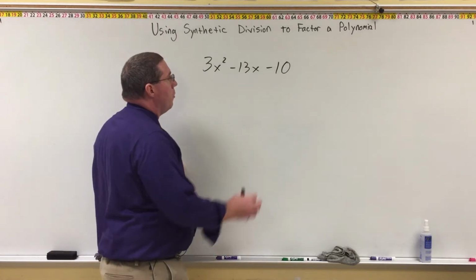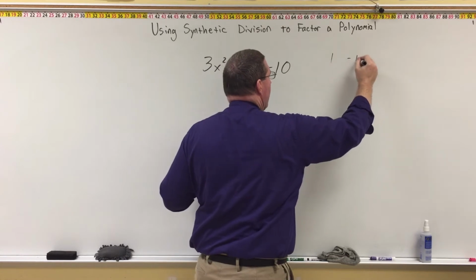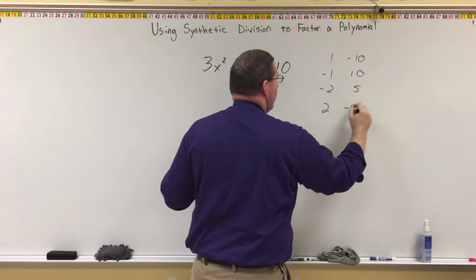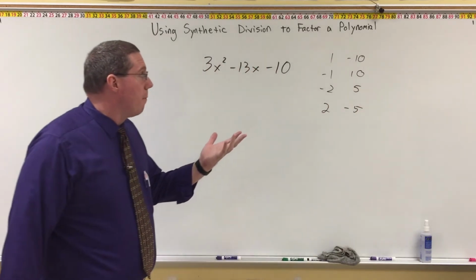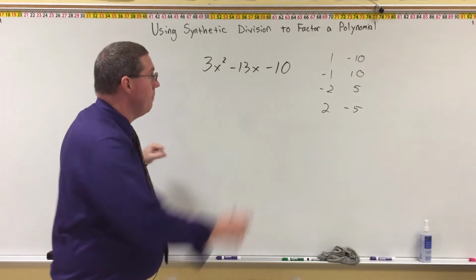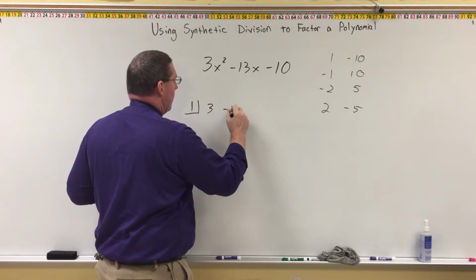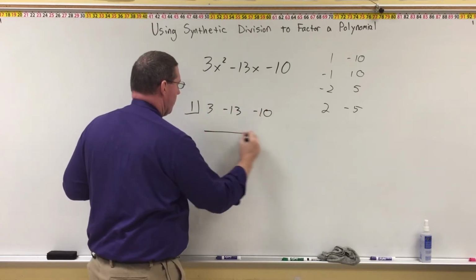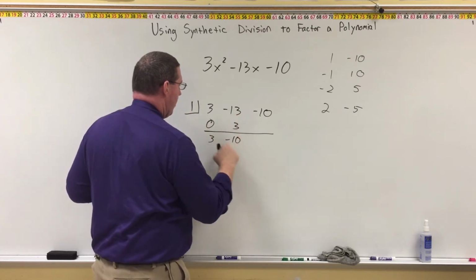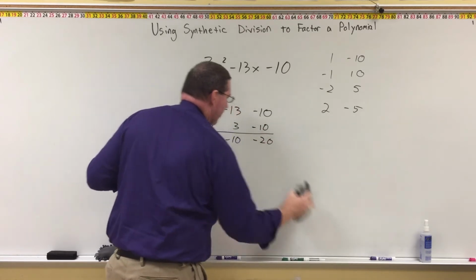So here's what we're going to do. Look, we have the very same ending we had in the last problem. So we know that our factors are 1 and negative 10, negative 1 and 10, negative 2 and 5, and 2 and negative 5. So let's try these numbers and do synthetic division until we get a remainder of 0. Okay? Let's try 1. So put 1 in a half box. Put 3, negative 13, and negative 10. Put a 0, 3 plus 0 is 3, times 1 is 3, minus 13 is negative 10, times 1 is negative 10. That gives us negative 20, not a remainder of 0.